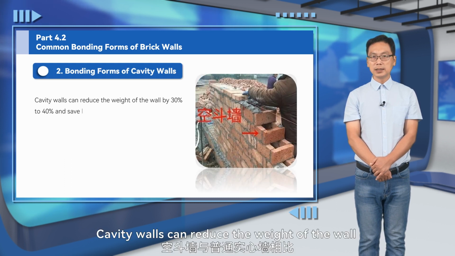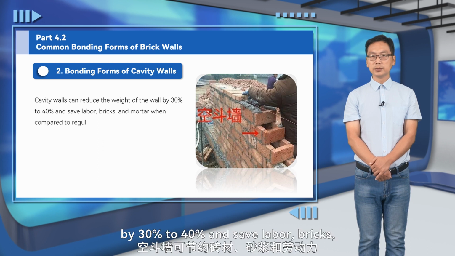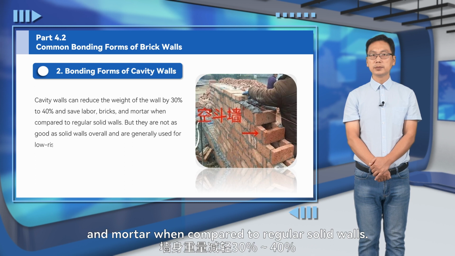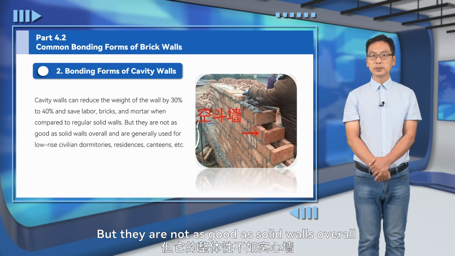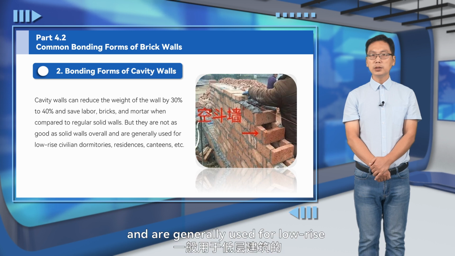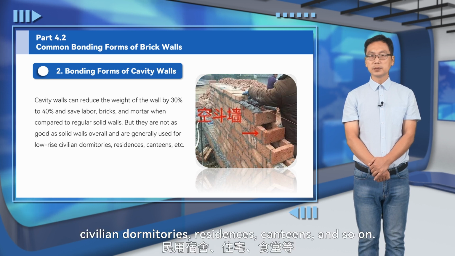Cavity walls can reduce the weight of the wall by 30% to 40% and save labor, bricks, and mortar when compared to regular solid walls. But they are not as good as solid walls overall and are generally used for low-rise civilian dormitories, residences, canteens, and so on.